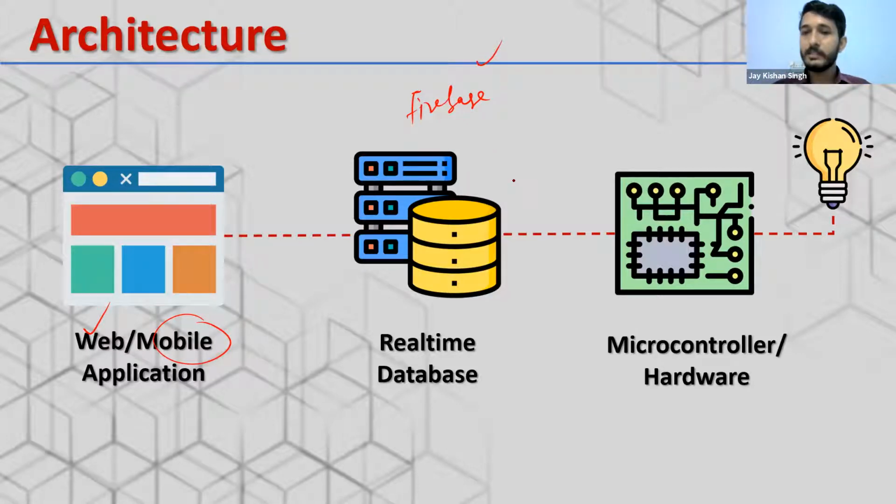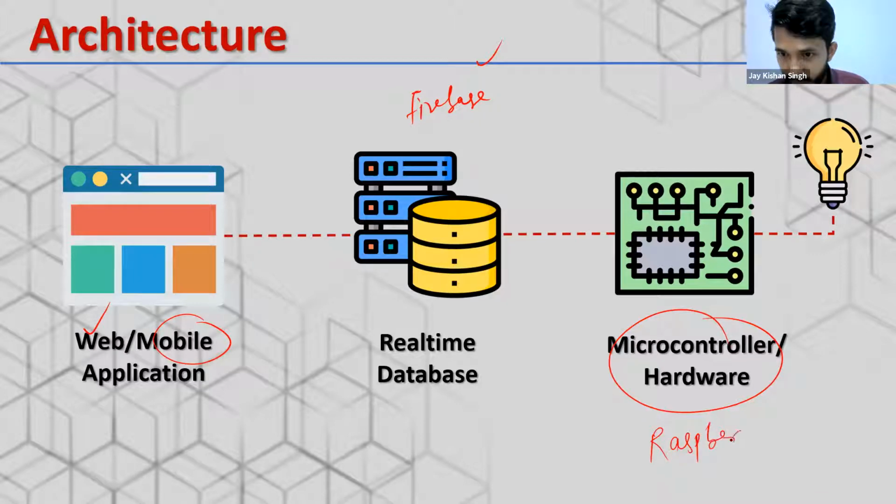Okay, we already discussed this one. And apart from that, here we have a microcontroller, a hardware, where we're going to connect our light, and that's what we're going to control. So in this hardware part, very specifically, we're going to use this Raspberry Pi, which I have right here.